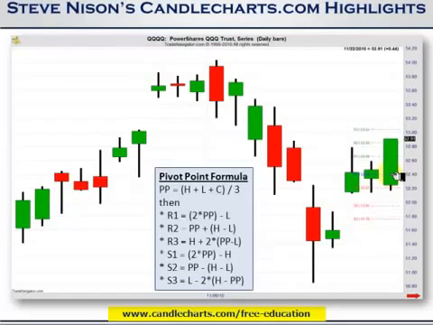When I combine pivot points and candlestick patterns, I like to use a 15-minute chart. It works best for me. I know some people that like to use it off a 5-minute chart or a 10-minute chart. That's certainly personal preference, but today we'll take a look at what it looks like on a 15-minute chart.